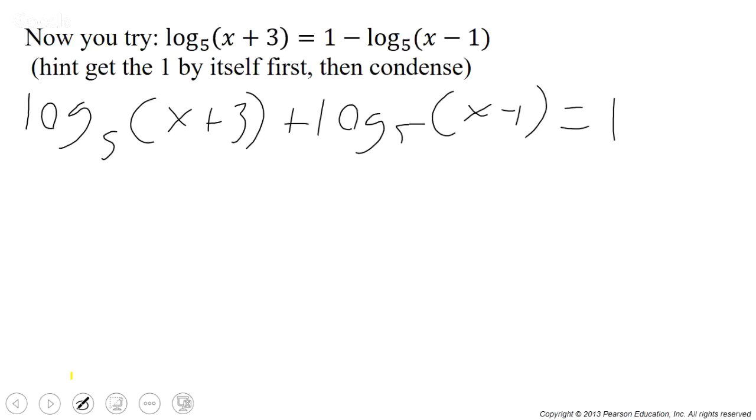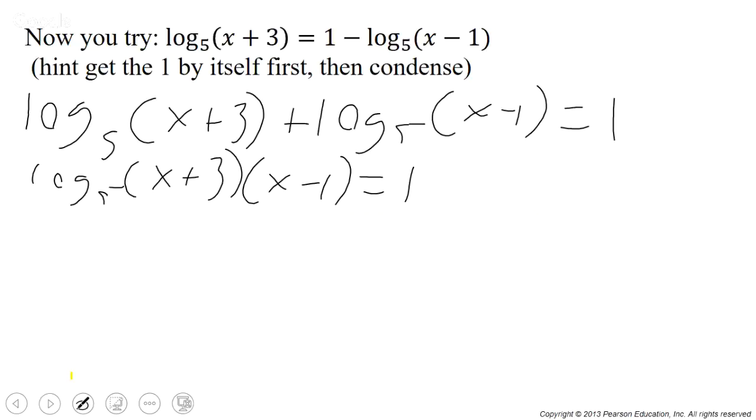Now it's just like the previous problem. Now I have a plus sign between them, so that means I can multiply. So that gives me log base 5 of x plus 3 times x minus 1 equals 1. So now that I have a single log and I don't have a log on the other side, I can change it into an exponential. So 5 is my base, 1 is my exponent, 5 to the first power is just 5. And then that equals x plus 3 times x minus 1.